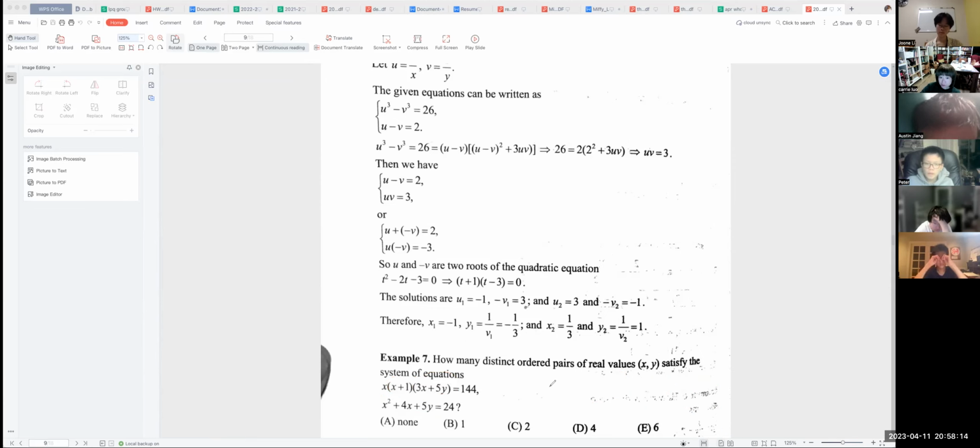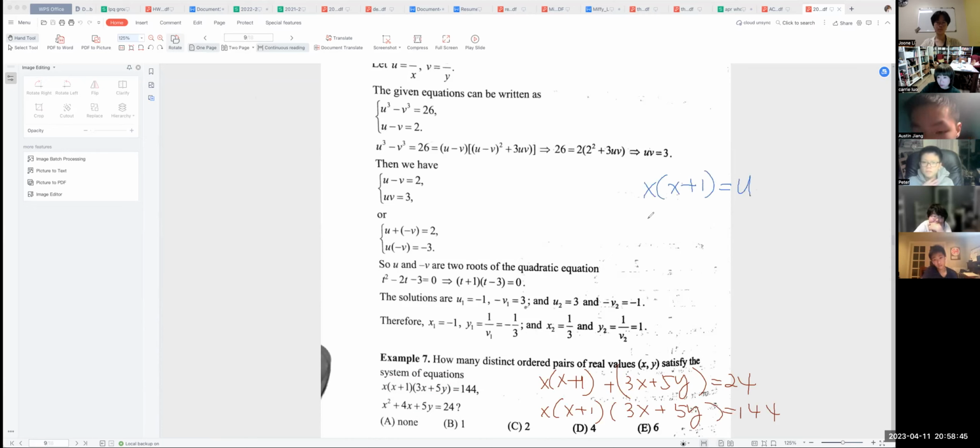Okay, so if you feel it, that means x times x plus 1 plus 3x plus 5y equals 24. And x times x plus y times 3x plus 5y equals 144. If you still cannot see it, I'm going to help you. Make x times x plus 1 equals u, and 3x plus 5y equals v. So we have u plus v equals 24, and u times v equals 144.